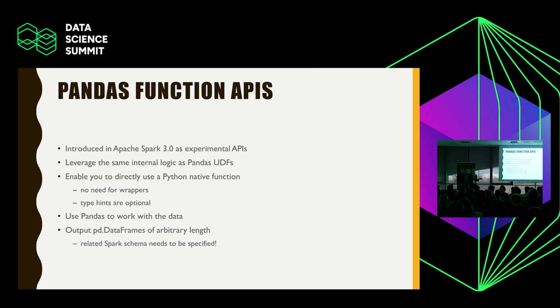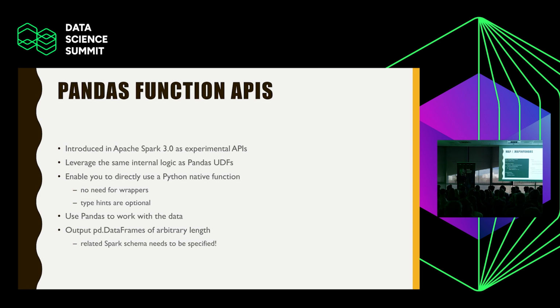Now it's worse. You need to specify a whole schema for your output data frame, because those new function APIs allow you to output an entire data frame. And this data frame doesn't have to have the same schema that your initial data frame has, and it doesn't have to have the same length. You can transform it however you want, yes? And internally, again, you use Pandas. This time, a Pandas data frame.